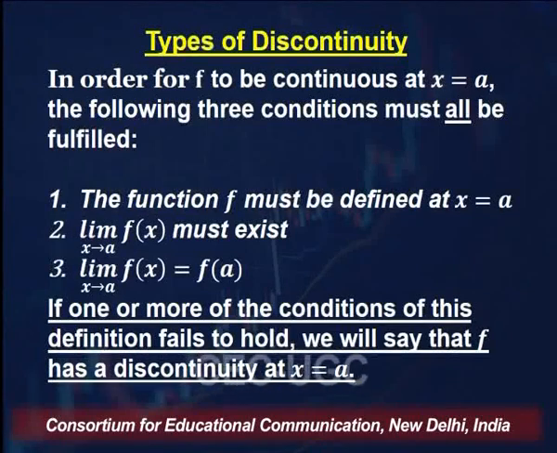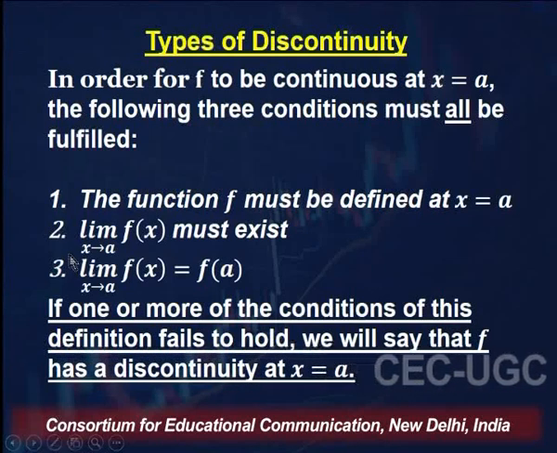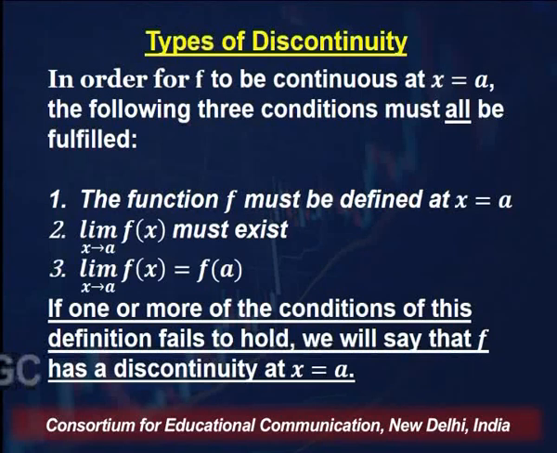Let us now talk about different types of discontinuities, and again this leads us to the three conditions we talked about a few minutes ago. If any one or more of the conditions of this definition fails to hold, we will say that the function has a discontinuity at x = a. I'll throw in some visuals here, meant to illustrate the different types of discontinuities. In particular, we'll bring in the concept of a removable versus irremovable discontinuity. So let's get started and look at our first visual.